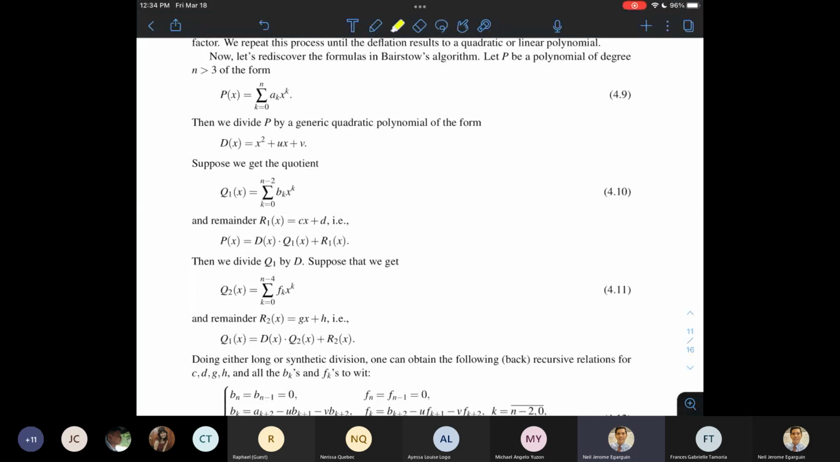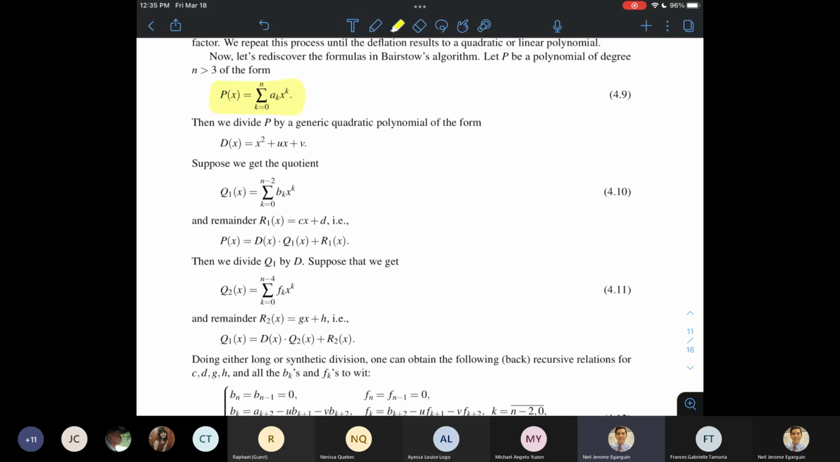So, first, let's consider a polynomial p of degree greater than 3. Okay. So, kunwari, ito yung polynomial. So, at least polynomial of degree 4 yan. Actually, ideally, at least degree 5.